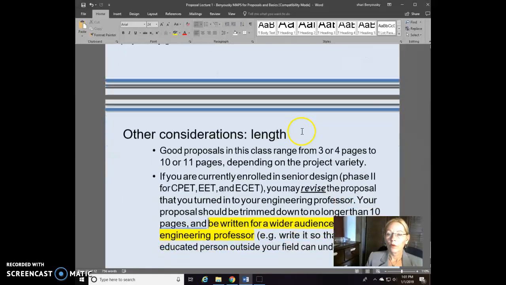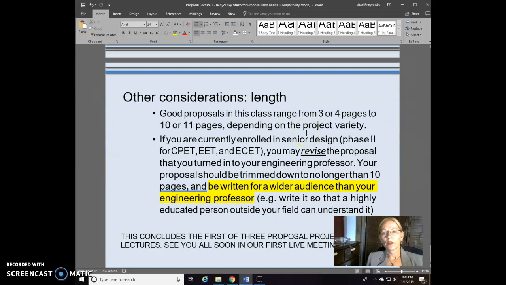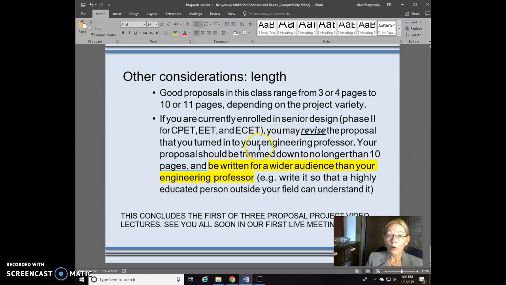Let's see here. Oh, I know you'll ask about this. What is the length of this project? This particular project will range from 3 to 4 pages to 10 to 12 pages. It really depends on the variety. Is it solicited, unsolicited, research, not research? Do you have graphics? If you are currently enrolled in senior design, you may revise that proposal that you've already turned in to your engineering professor, but it can't be any longer than 10 pages, and it has to be written for a wider audience than just that engineering professor, so you have to think about it as written to an educated person outside of your field. That would be me primarily.